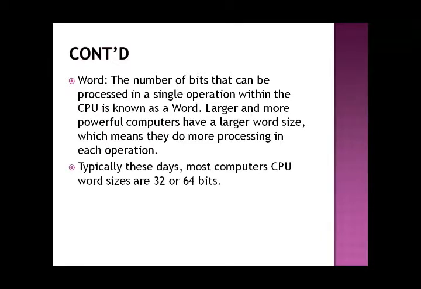Typically these days, most computer CPU word sizes are 32 or 64 bits. Generally, when you see this in the specification of a computer, most computers are either 32 bits or 64 bits, which means your computer can process 32 bits in one operation, and the same for 64 bits: 64 bits in an operation. The more bits a computer can handle in a single operation, the more powerful it is.